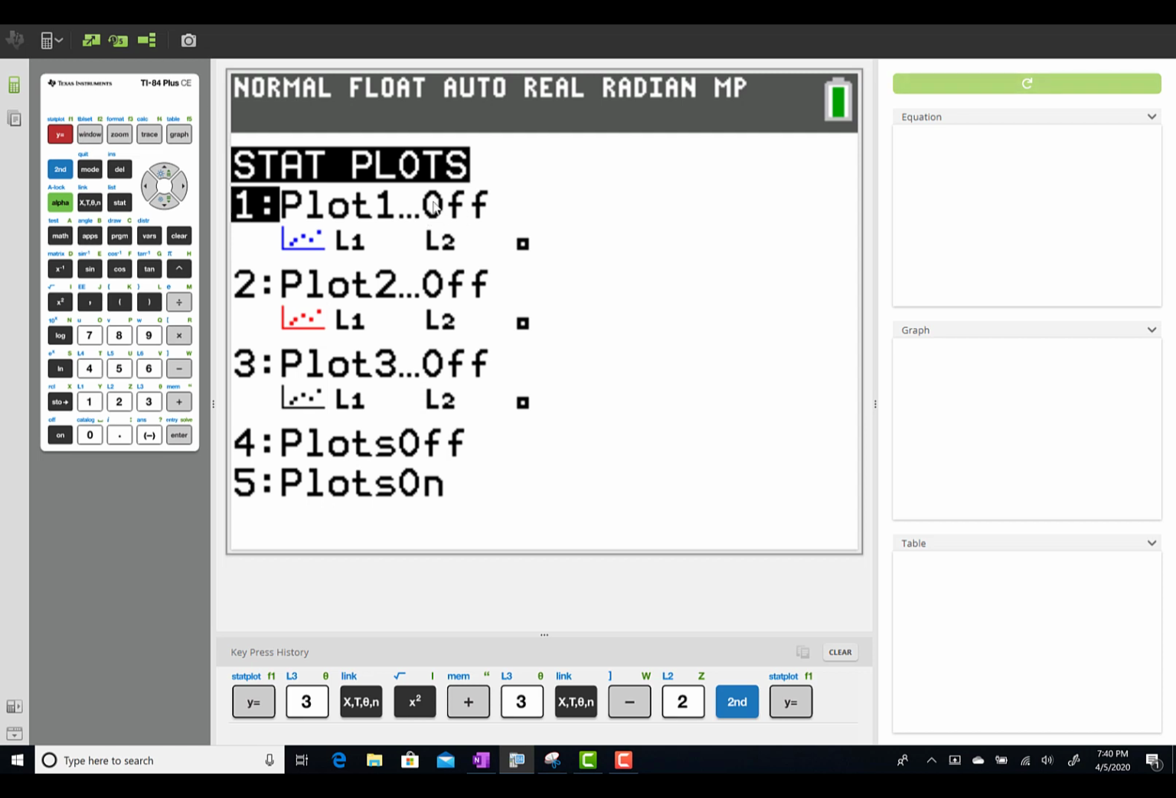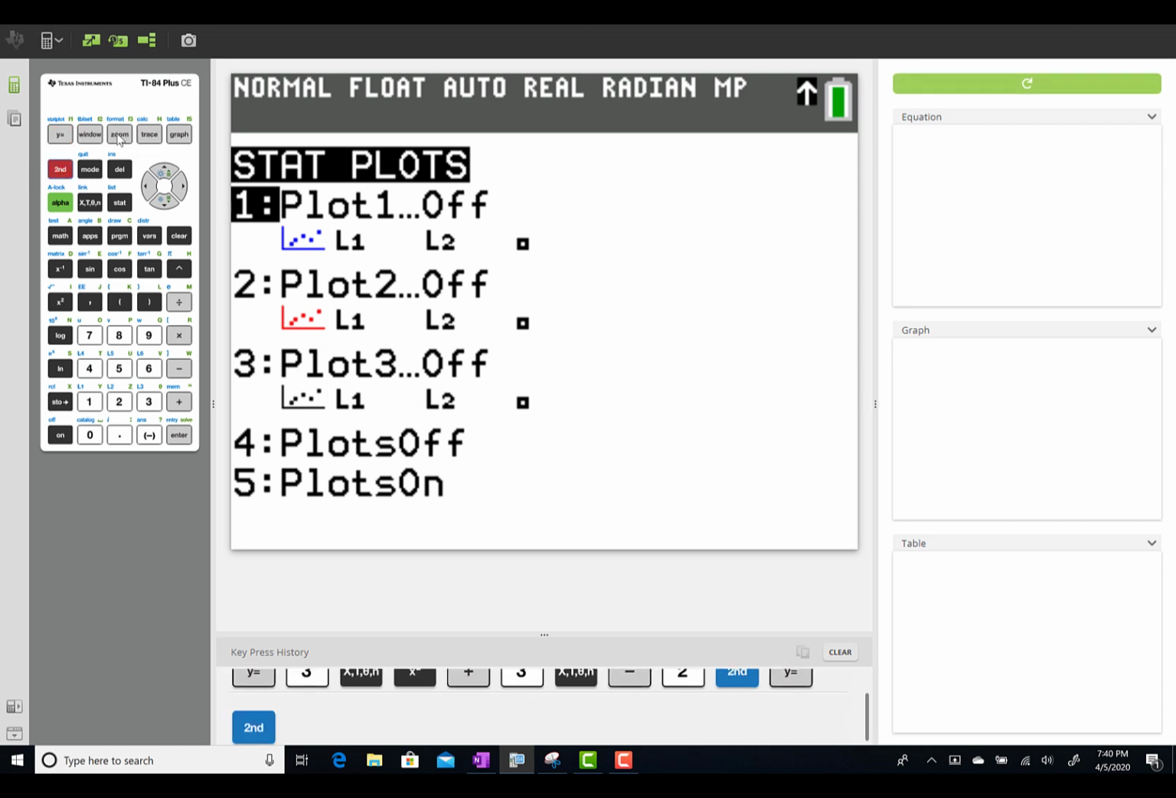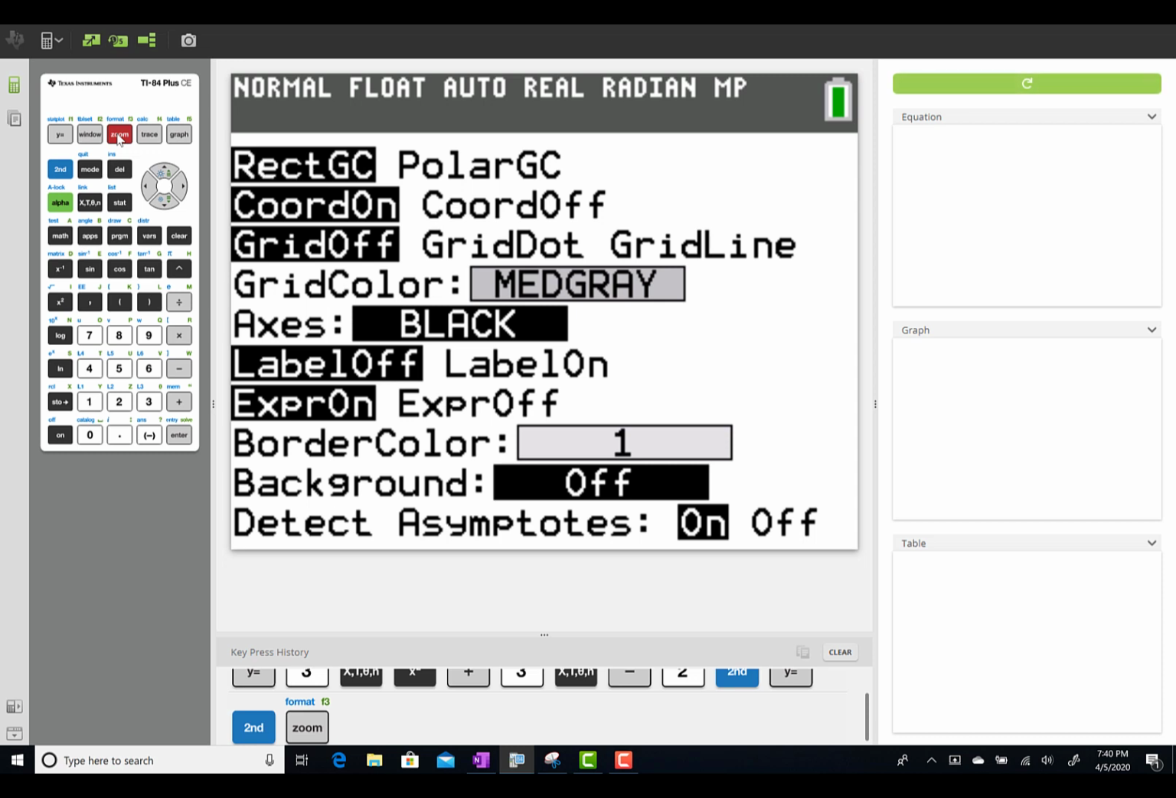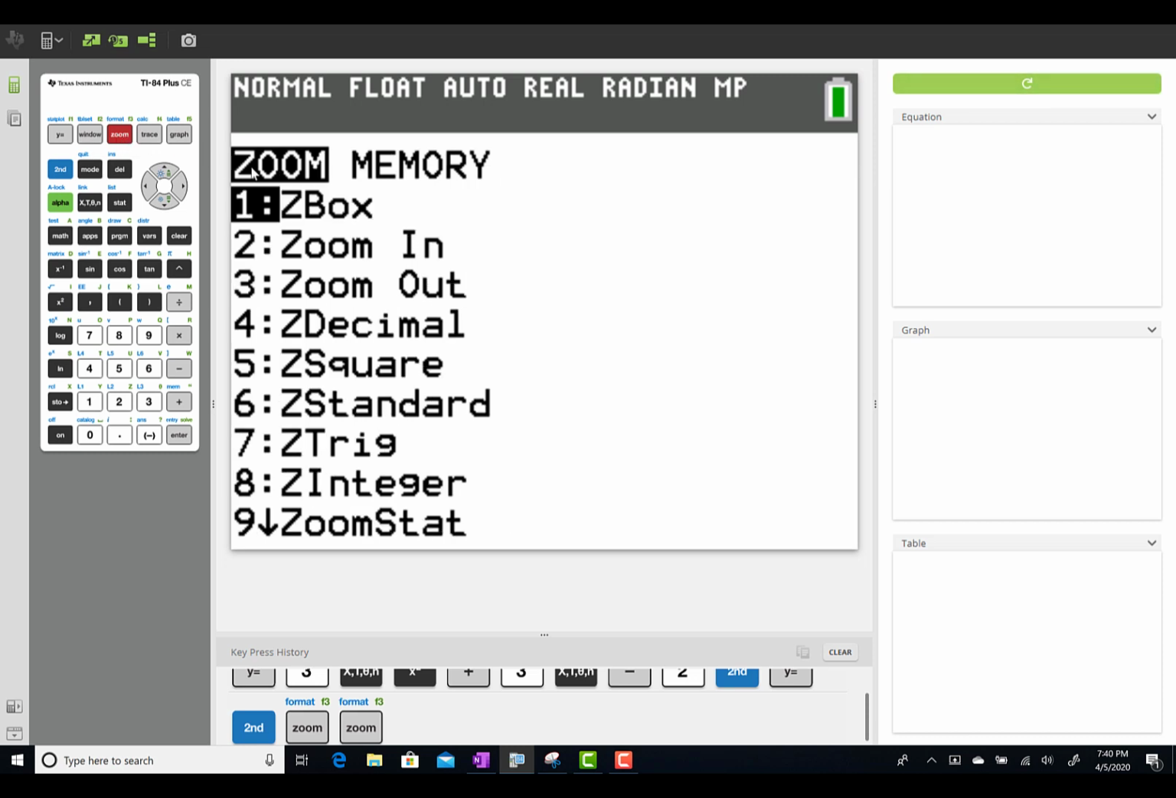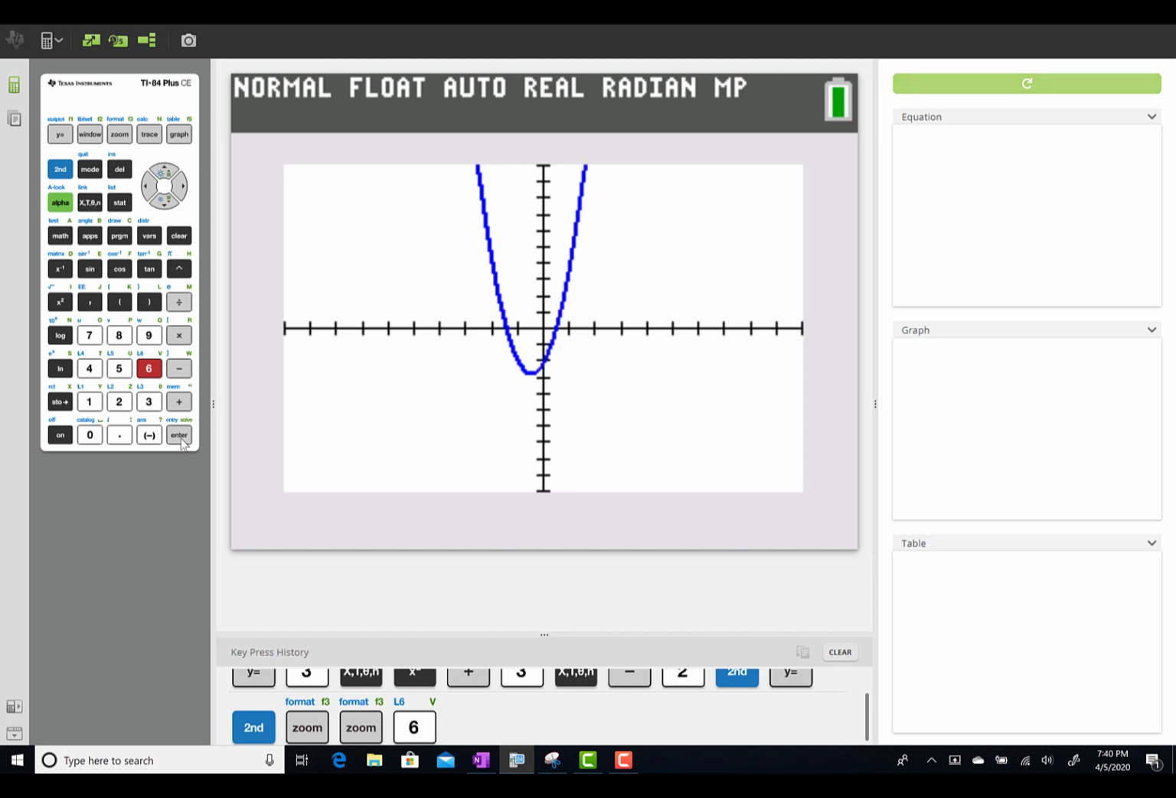Oh, if you still had your stat plot on, make sure you turn off your stat plot from the last problems that we were working on from 4.2. Also, make sure that you go to number 6, ZStandard for zoom standard, to get back to the standard window so that this graph comes out nicely, just in case you haven't reset everything back to normal.